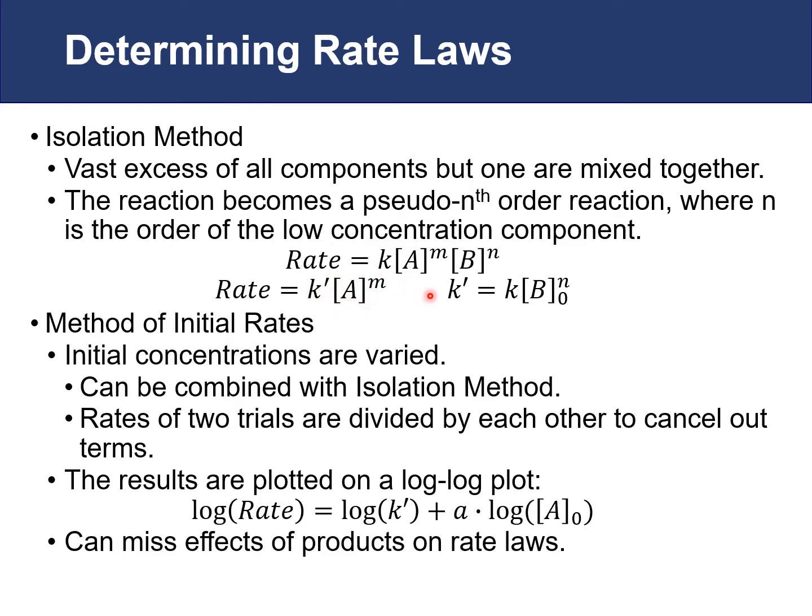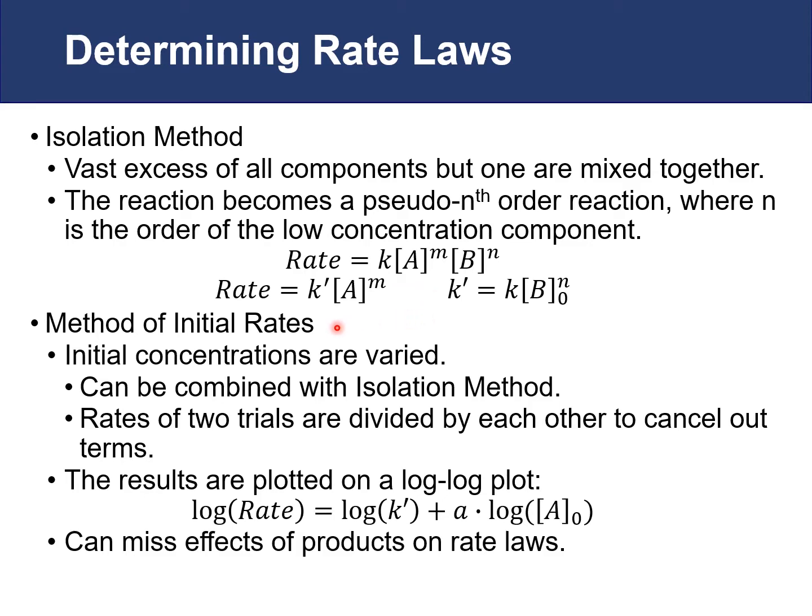And if we imagine that we have multiple different components like A, C, D, E, and F, if we make it so that all the components except one are in vast excess, then we can probe and look to see how that one component changes while maintaining the other ones as being the same.